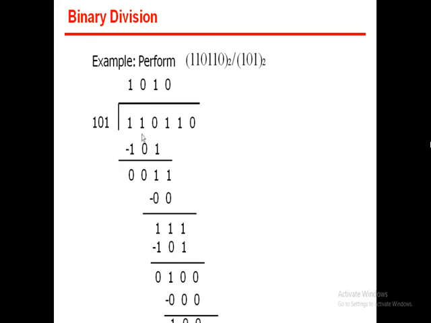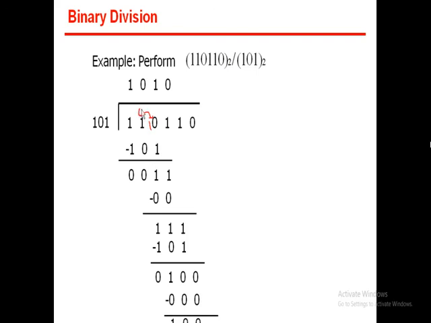1 cannot be subtracted from 0. So we are taking a carry from here. When we take a carry from here, it becomes 10. 10 minus 1 becomes 1. So here, if we take it, it becomes 0. 0 minus 0, 0. 1 minus 1, 0.